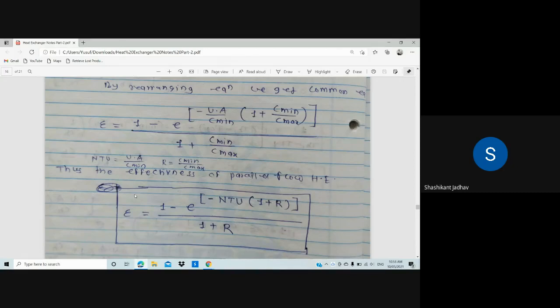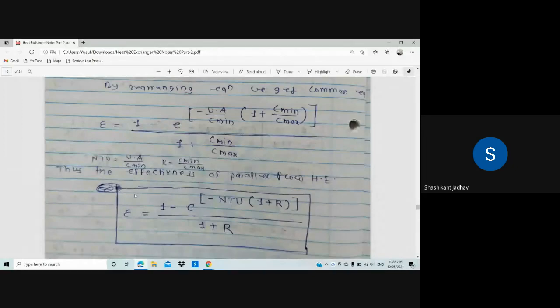So in this equation now we have to replace the values. Already we have written the equations for the NTU and R. What is the equation for the NTU? NTU is nothing but number of transfer units, and NTU is equal to U into A divided by C minimum. And R is nothing but C minimum upon C max, the heat capacity ratio. So R is equal to C minimum upon C max.